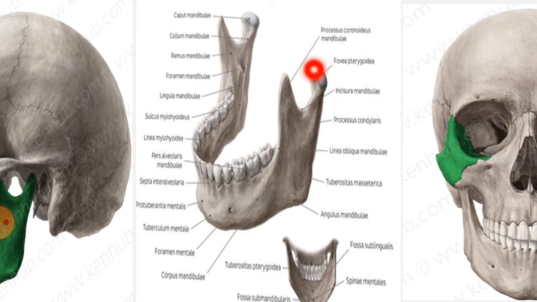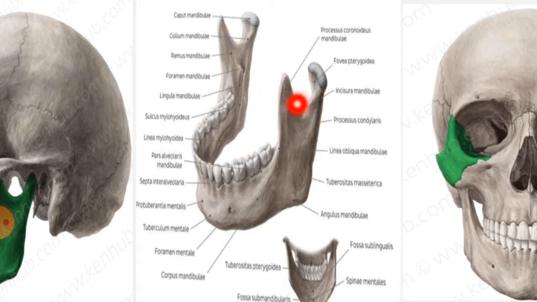process basically forms the temporomandibular joint with the mandibular fossa, which lies in the temporal bone. This is the coronoid process of the mandible. Once again, this is the body of the mandible. This is the ramus of the mandible, and where the body and the ramus join, this part is called the angle of the mandible. These are the alveolar ridges.